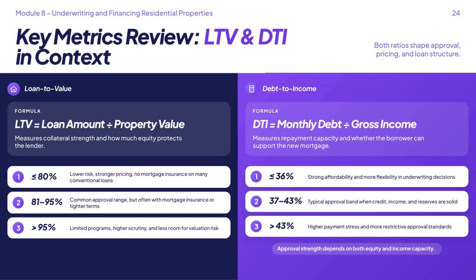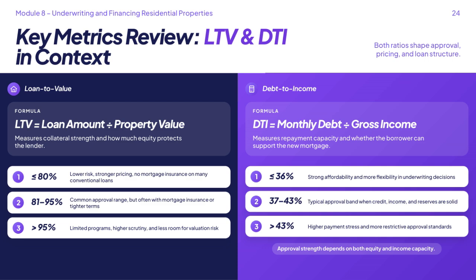When the LTV is 80% or less, the risk is lower, pricing tends to be stronger, and many conventional loans don't require mortgage insurance. Between 81% and 95%, it's a common approval range, but often mortgage insurance comes into play or lenders impose tighter loan terms. Above 95%, loan options become limited. There's higher scrutiny and less room for error in property value estimates.